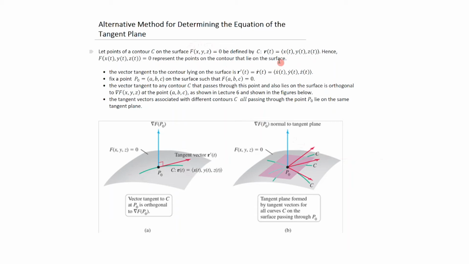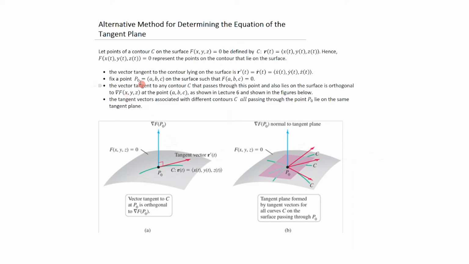Hence, if you substitute into here for x as a function of t, you're mapping out points on the surface along a line. So the points on the contour lie on the surface. Now the vector tangent to the contour lying on the surface is just taking the derivative with respect to the parameterization variable, which is what I've done here. So that's the tangent vector we're looking at here, r prime of t.